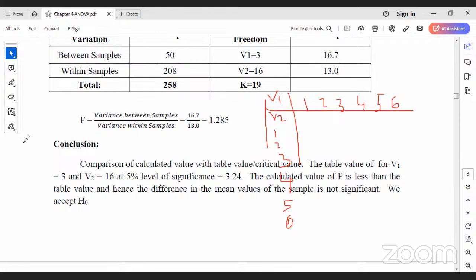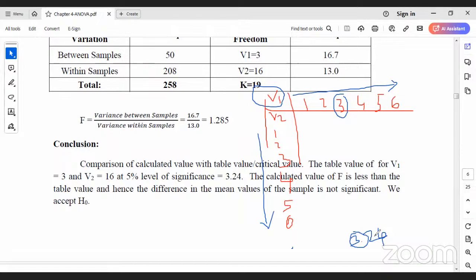So here, on the top side, these are the V1 values, and these are the V2 values on the downside. You observe carefully. V1 is equal to 3, this is the V1, 3. And V2 is equal to 16. The common point is here. The value will be there, that is 3.24. This 3.24 will be written. These values are called table value or critical value.